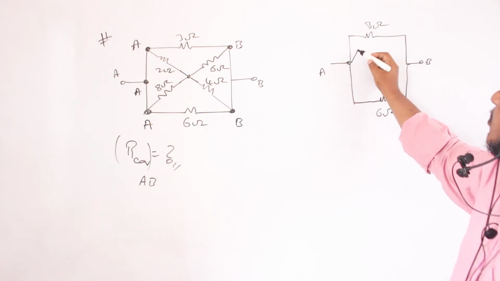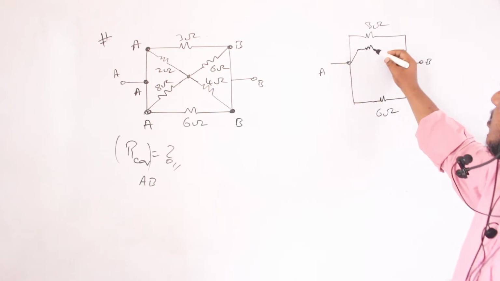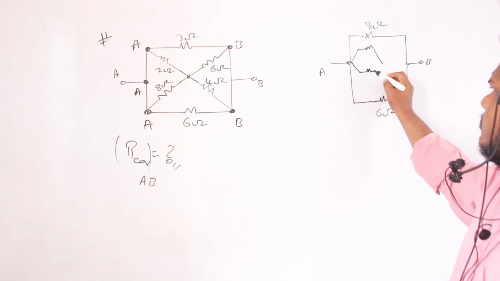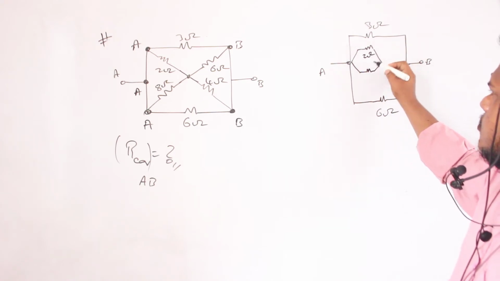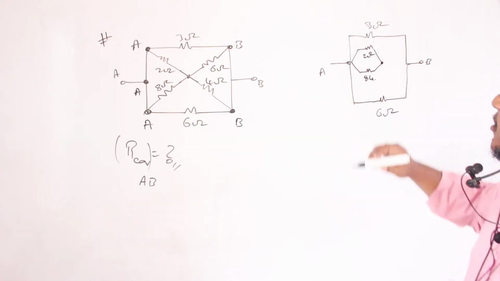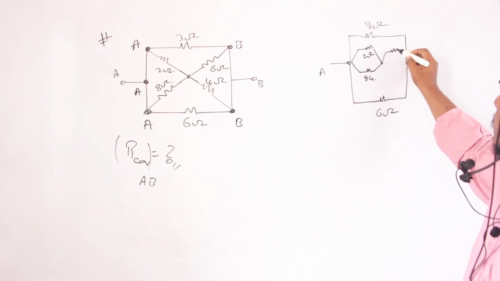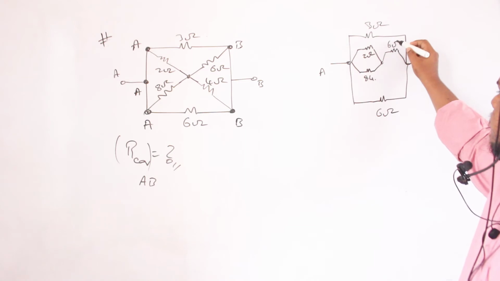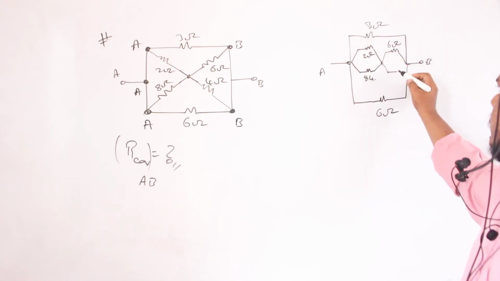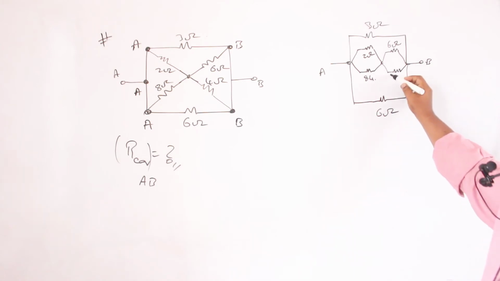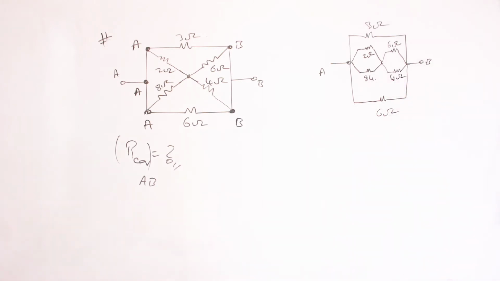2 ohms resistor. So 2 ohms resistor connected like this. And this is 8 ohms resistor which is connected like this. So 2 ohms and 8 ohms. So here we have a connection. Next from here we have 6 ohms resistor. And from here we have 4 ohms resistor going to point B. So this is a 4 ohms resistor. So this is the given circuit.